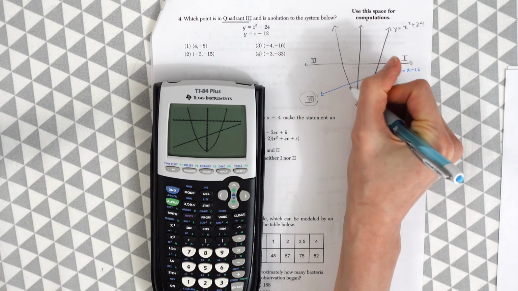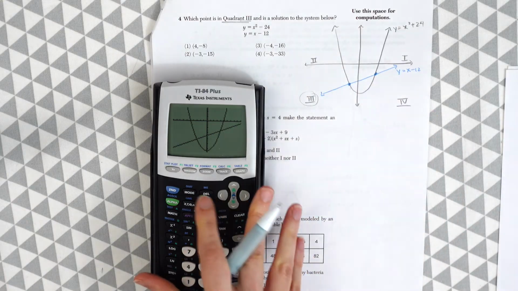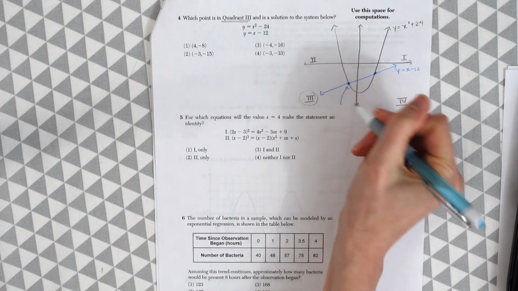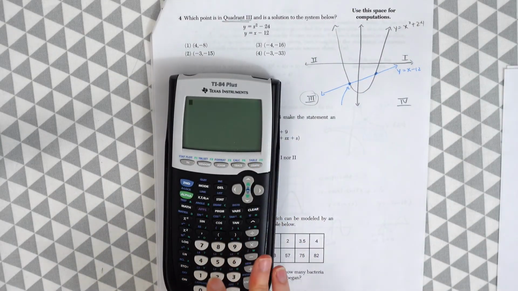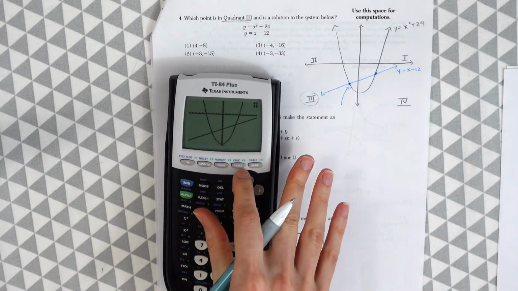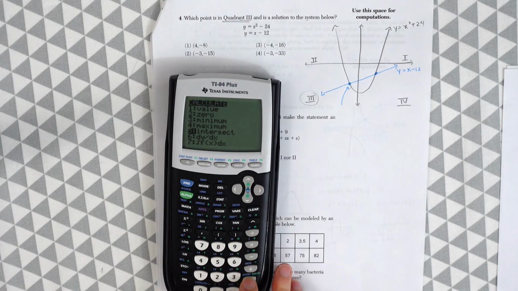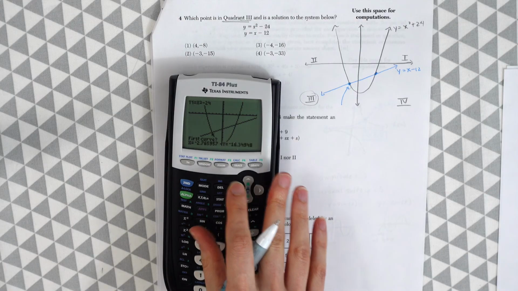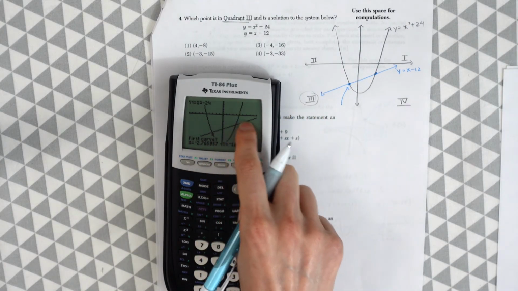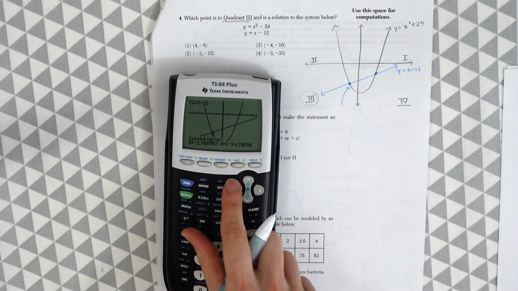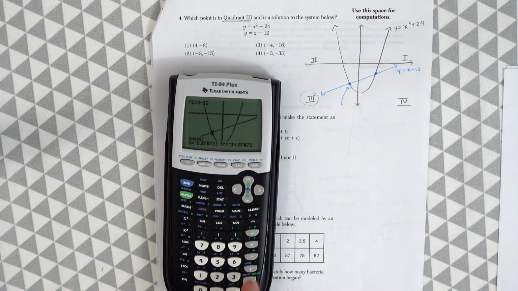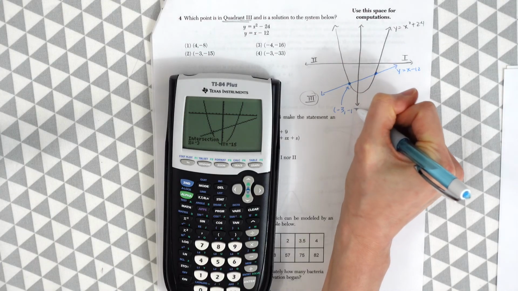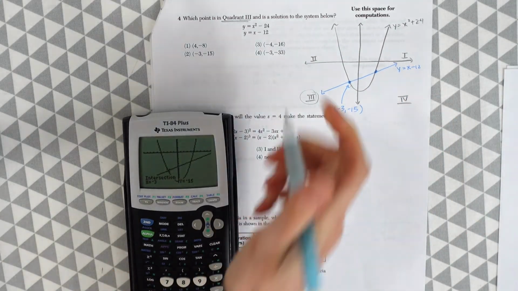Notice we have our 2 points of intersection here, but the only solution that they're interested in is the one in quadrant 3 over here. So let's go back to our graph and let's see what that is using the intersect function. So second calc, and then just make sure you're in the right place because you could find the wrong one in the wrong quadrant. So we have the first curve, and then we have the second curve, and the answer here is -3, -15, which is choice number 2.